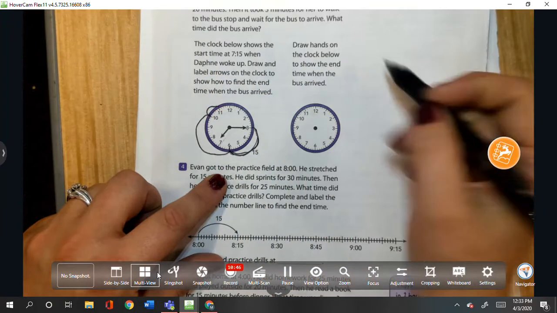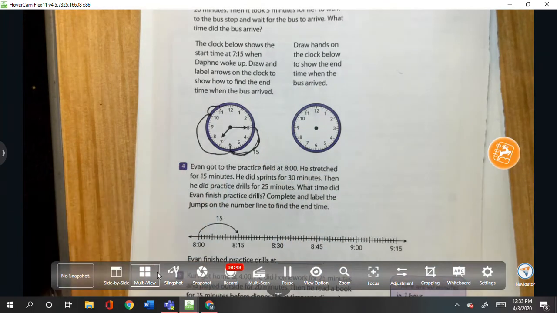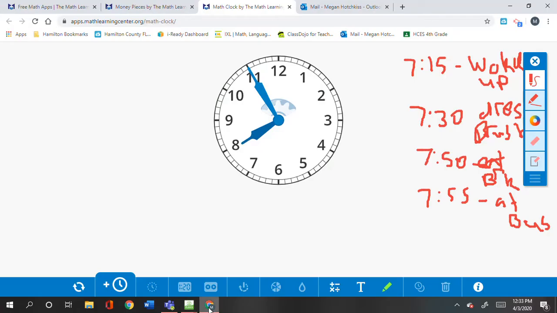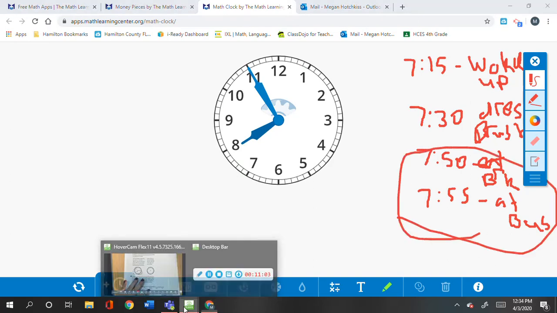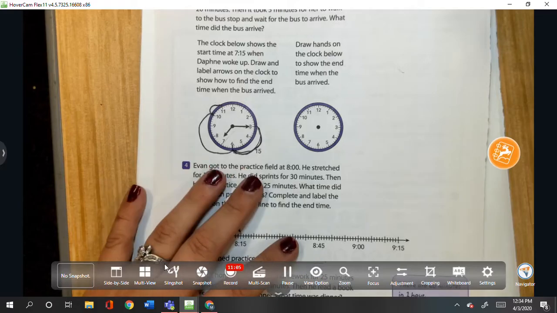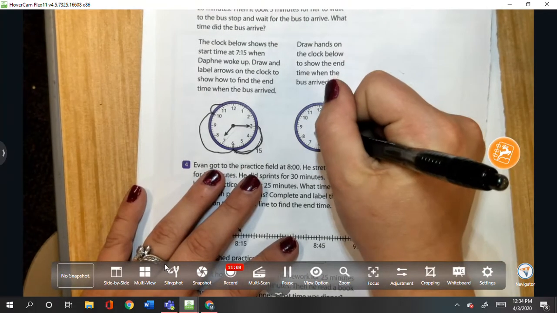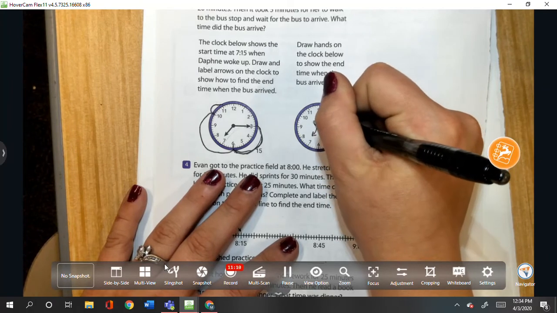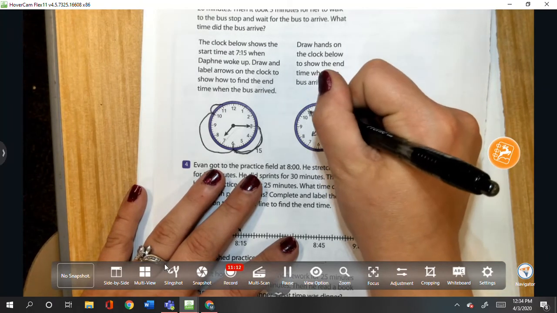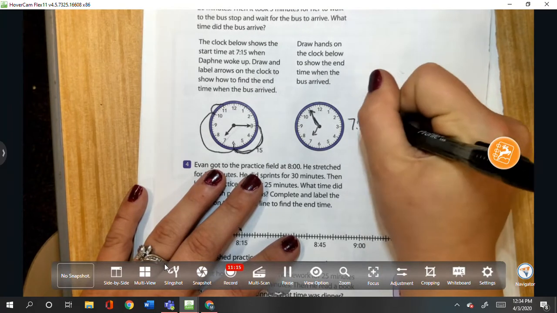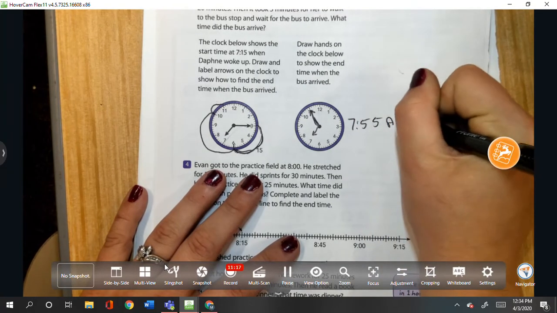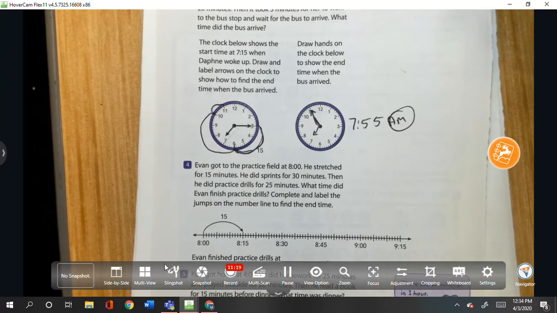What time did the bus arrive? It says draw hands on the clock below to show the end time when the bus arrived. Well, the bus would have arrived at the time that we stopped. We stopped at 7:55. So 7:55, which would look on your clock on your paper, would look like this. You had your hour hand and your minute hand. My minute hand is kind of skewy. 7:55 a.m. Remember, a.m. is for morning.